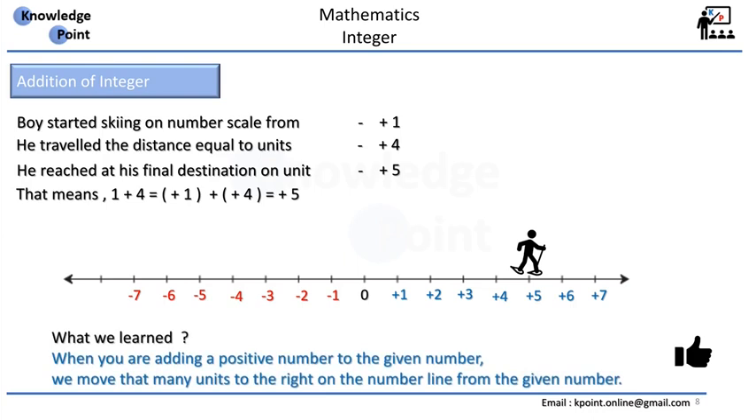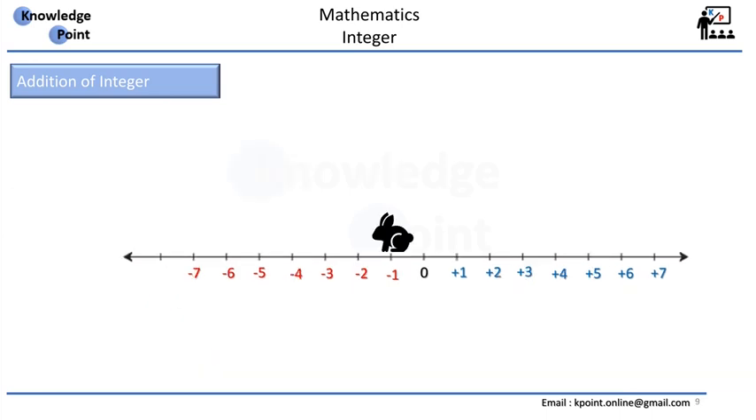So what exactly is the purpose of this? When you are adding a positive number to a given number, we move that many units to the right on the number line from the given number. Like here in this case he was on 1, which is the given number. He traveled 4 units to the right and he reached +5, and that is the answer of this problem.